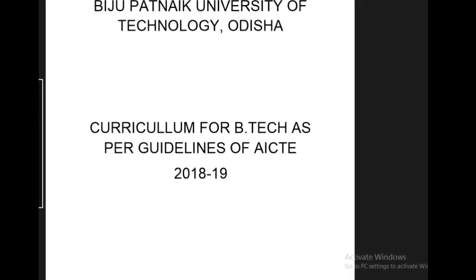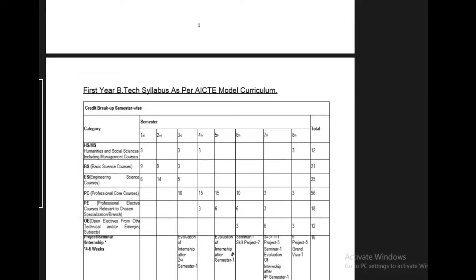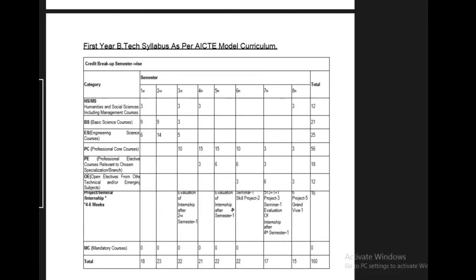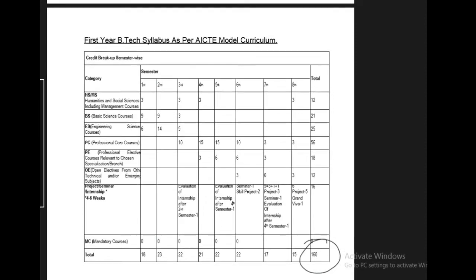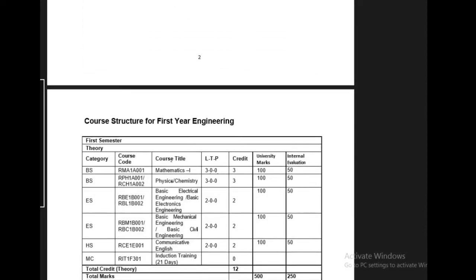So this is the syllabus. Now we'll move to the syllabus of the first year. This is the AICTE model curriculum, where the semester-wise breakup of the credit points is given. If you see, a total of 160 credits is what you have to clear to get the bachelor's degree.